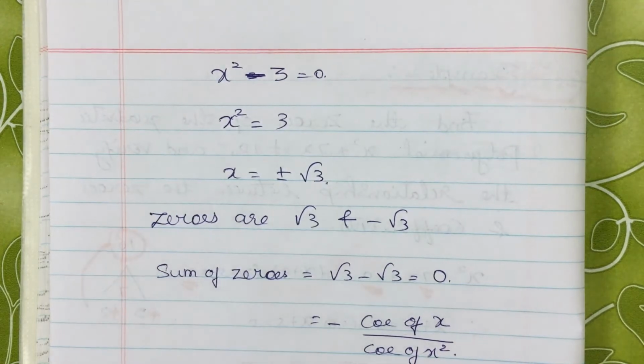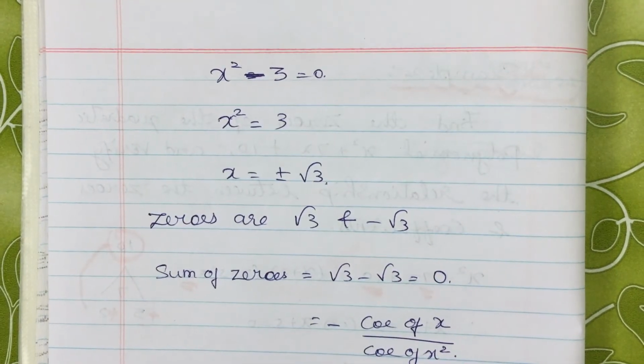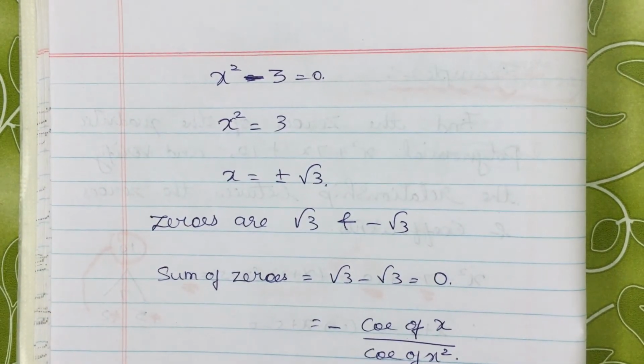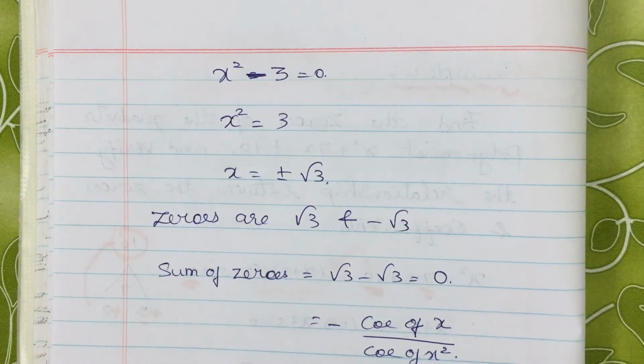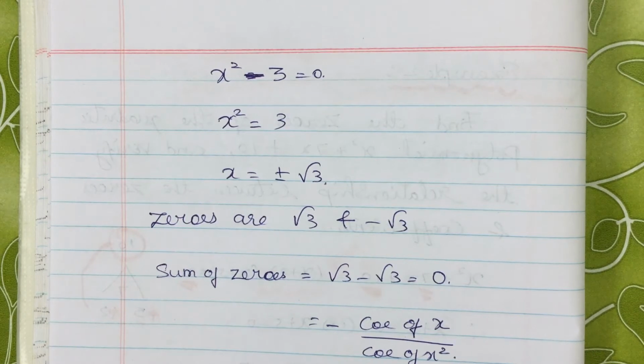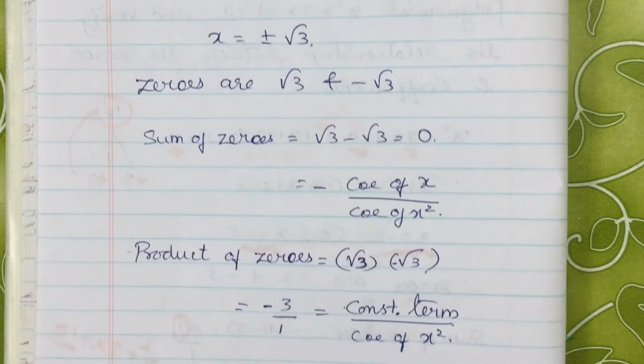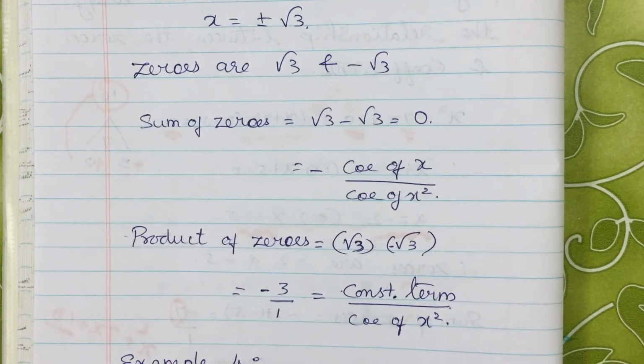Okay, so x square minus 3 is equal to 0. Therefore, x square should be equal to plus 3 and x is equal to plus or minus root 3. Because x can take both the values, plus root 3 also can come, minus root 3 also can come. Therefore, the zeros are plus root 3 and minus root 3.